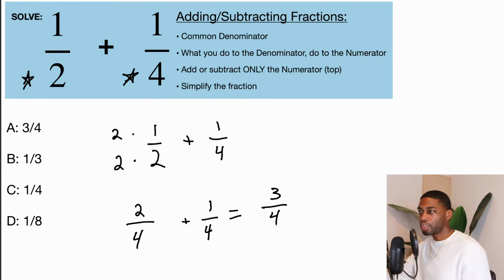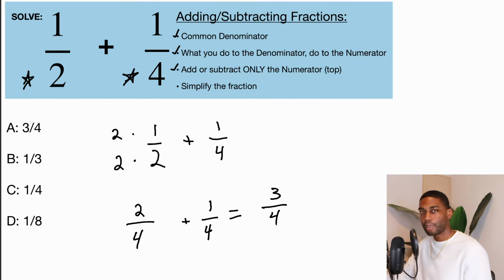All right, so we just went through our 4 steps. We found our common denominator. What we did to the denominator, we did to the numerator, right? Which was multiplied by 2. We added our fraction as it asked us to do. And now it's asking to simplify the fraction.